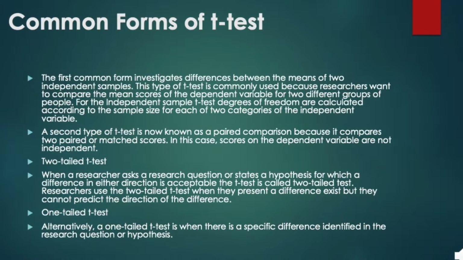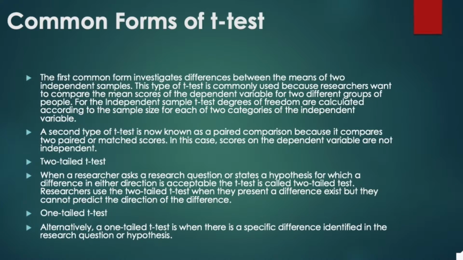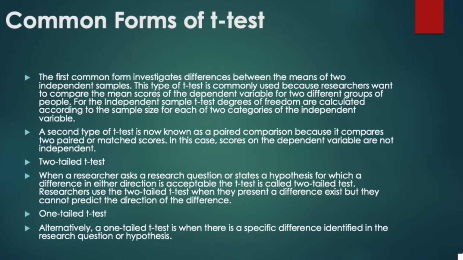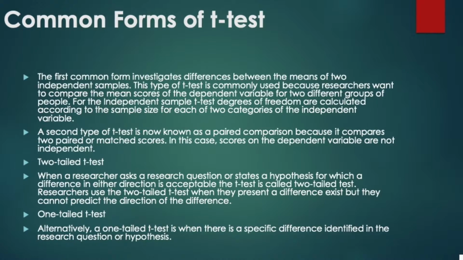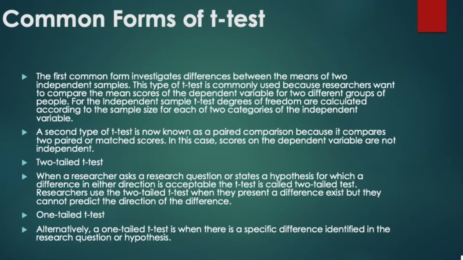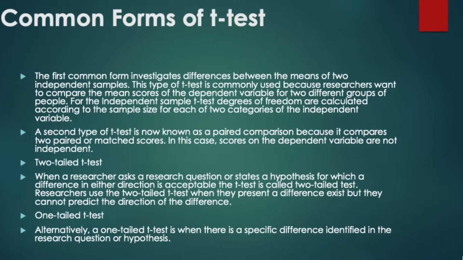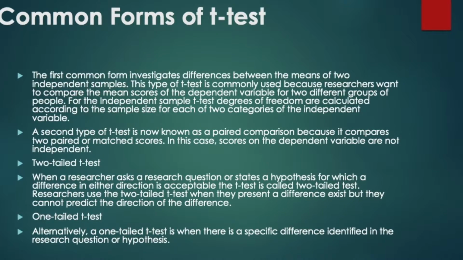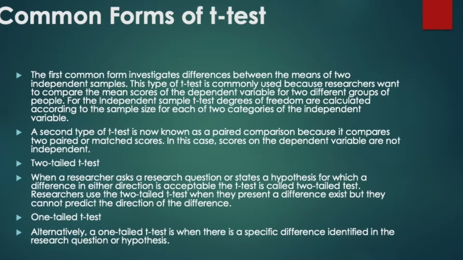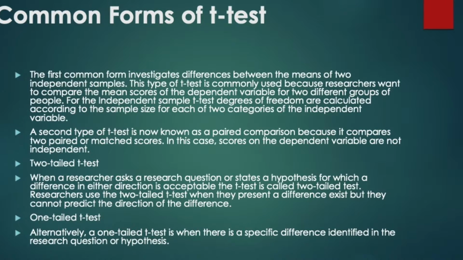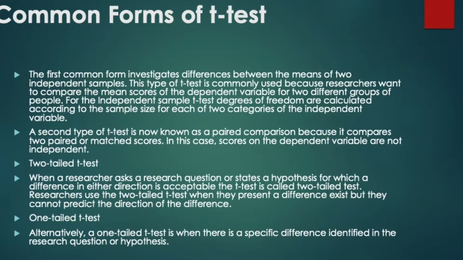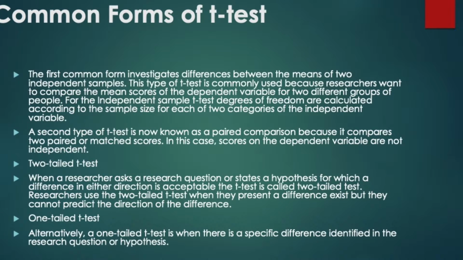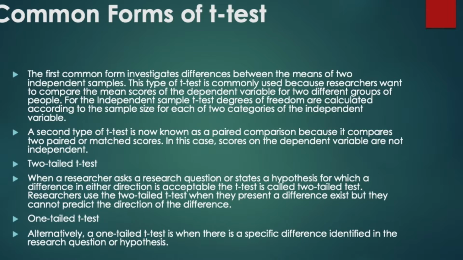Two-tailed t-test. A two-tailed t-test is when a researcher asks a research question or states a hypothesis for which a difference in either direction is acceptable. The t-test is called a two-tailed test. Researchers use the two-tailed t-test when they predict a difference exists, but they cannot predict the direction of the difference. One-tailed t-test. Alternatively, a one-tailed t-test is when there is a specific difference identified in the research question or hypothesis.